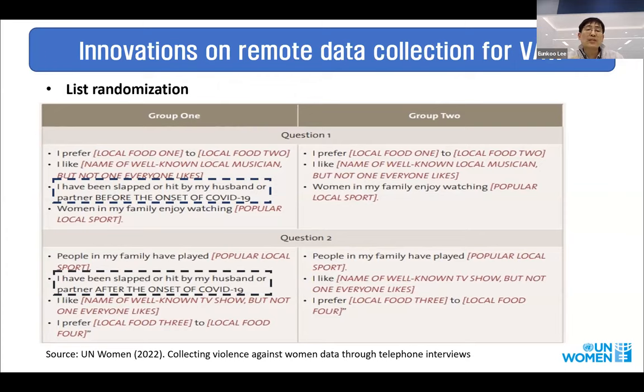So then you subtract the mean of true statements the respondent said yes to of the two groups, and that difference should give a rough estimate of the proportion of respondents that experienced violence against women. So both methods can be useful. Vignettes and list randomization can be useful tools to capture indirect measures of VAW, because women might be hesitant to report their own experience of violence when directly asked such difficult questions.